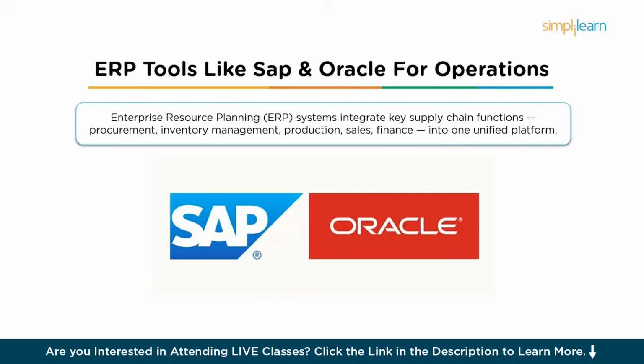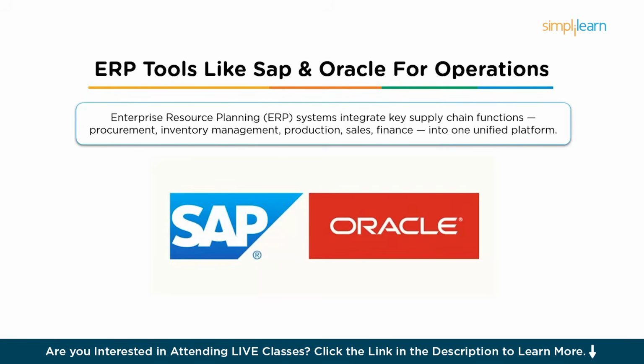These tools enable centralized data management, automated workflows, and real-time reporting. For example, if a supplier delays delivery, the ERP can automatically trigger a notification to production planners to adjust schedules. By breaking down department silos, ERP systems enhance coordination and decision making across the entire supply chain.